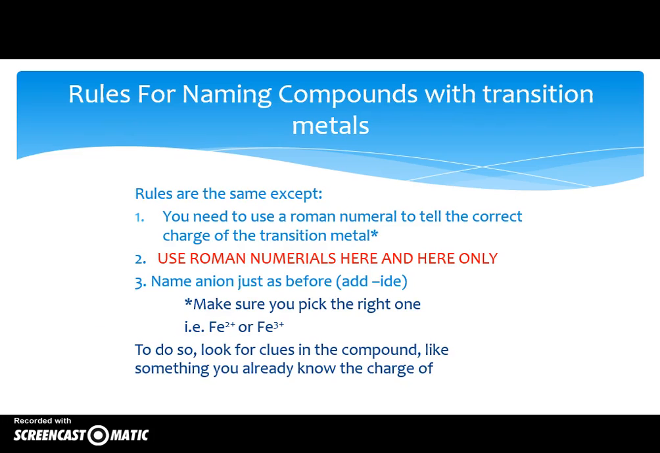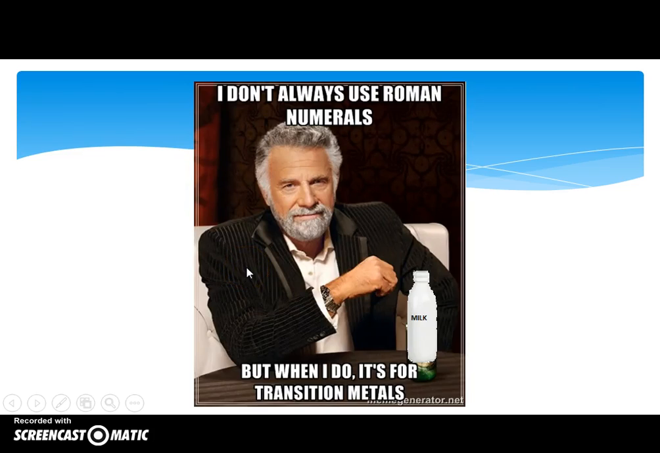So rules for naming compounds with transition metals. They're the exact same, except some of them you need to use a Roman numeral. Now don't go all crazy with the Roman numerals. Notice only some of these have Roman numerals. The ones before, sodium chloride, calcium bromide, things like that, don't have Roman numerals because they're not transitions. So we only use Roman numerals for transitions. And not even that, we only use Roman numerals for certain transitions.